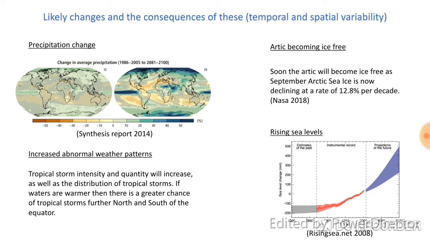RisingSea.net have predicted projections for the future, with sea level change at a maximum reaching 450 millimeters higher than it currently is.